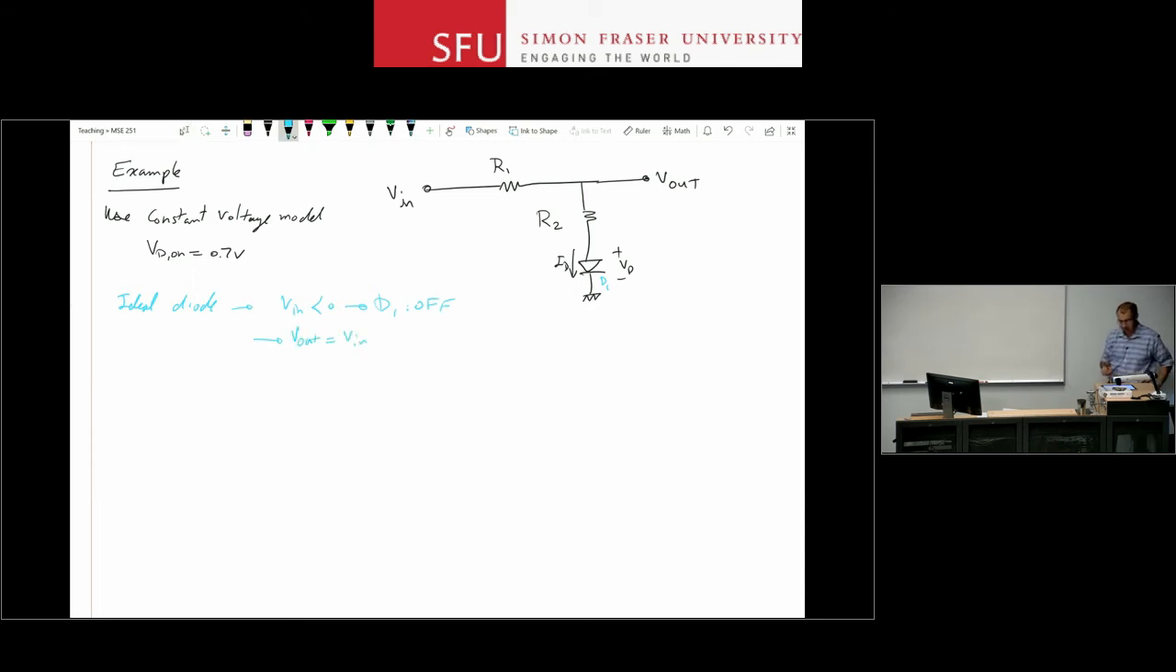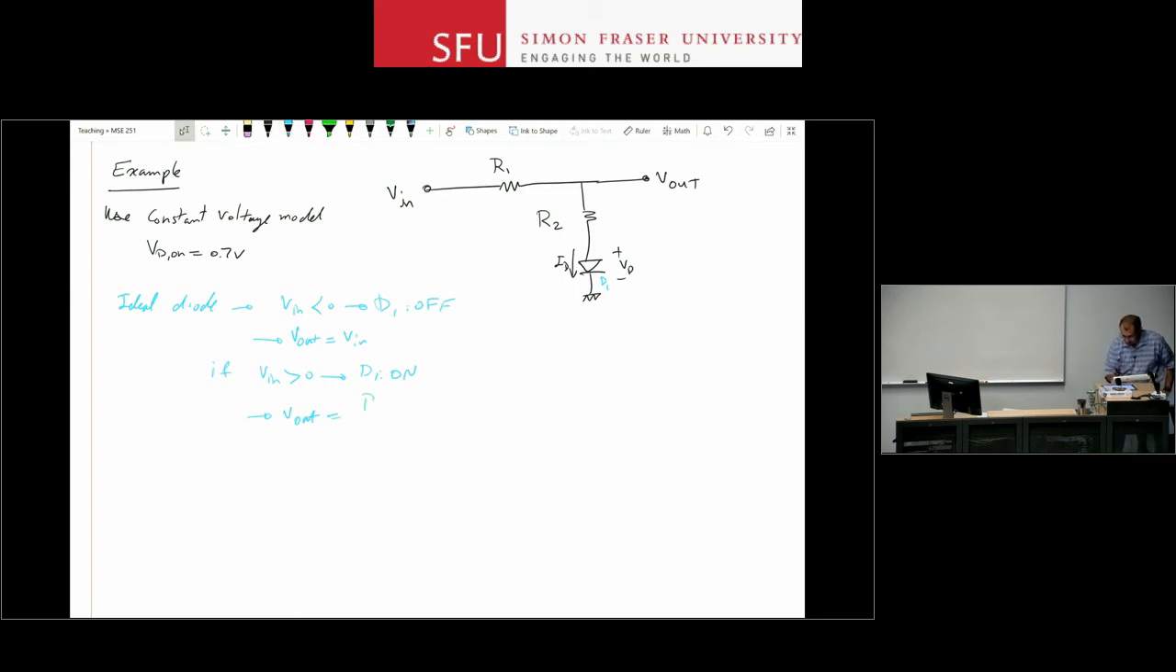No voltage drop across R1, therefore V out is equal to V in. And then if V in is larger than 0, then you can push the current from the source through R1 and R2 and the diode to ground. Then your expectation is D1 is on, and therefore you can show that for V out, you have a short circuit for that diode at the bottom.